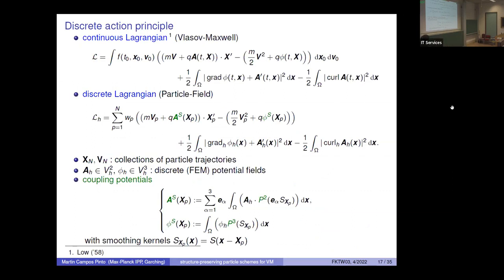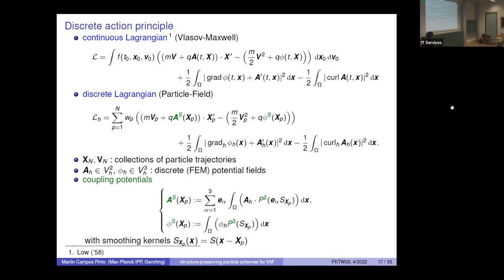So I recall here the continuous Lagrangian functional, and we approximate it. So we replace it by a discrete Lagrangian functional that is a functional on the particle velocities, positions, and potentials phi_h, A_h, and the coupling between the two is represented by these A_S and phi_S fields, which we take as ansatz. Okay, so this is a coupling field. I should say a coupling vector potential, and a coupling electrostatic potential at a particle position.